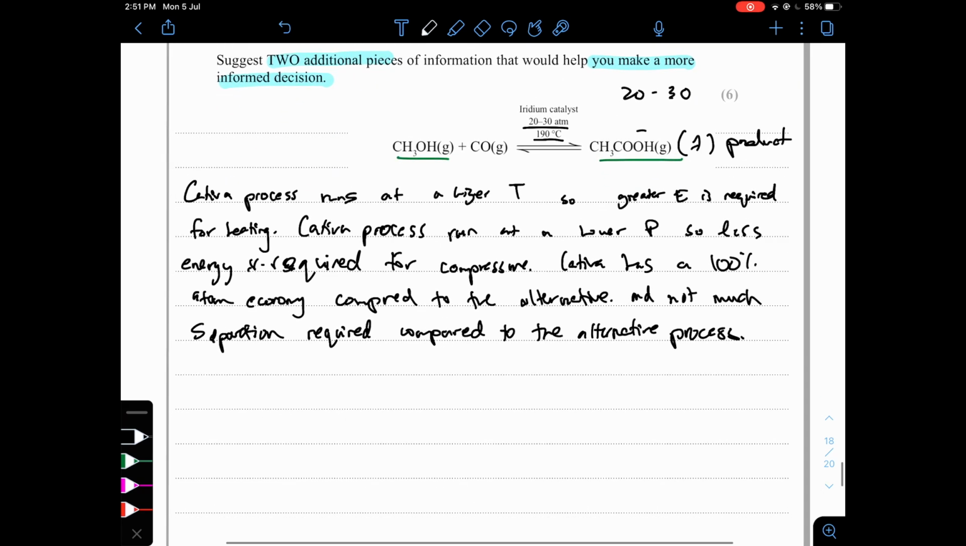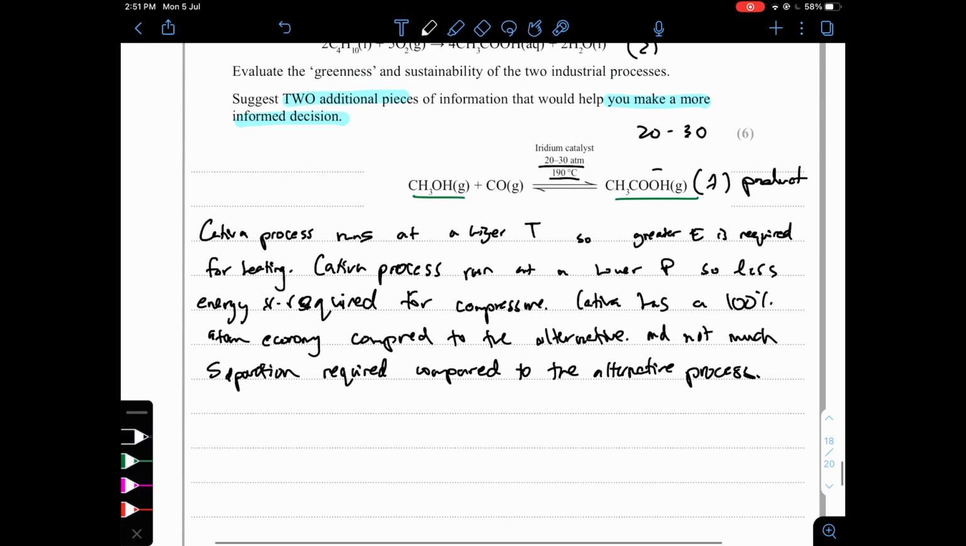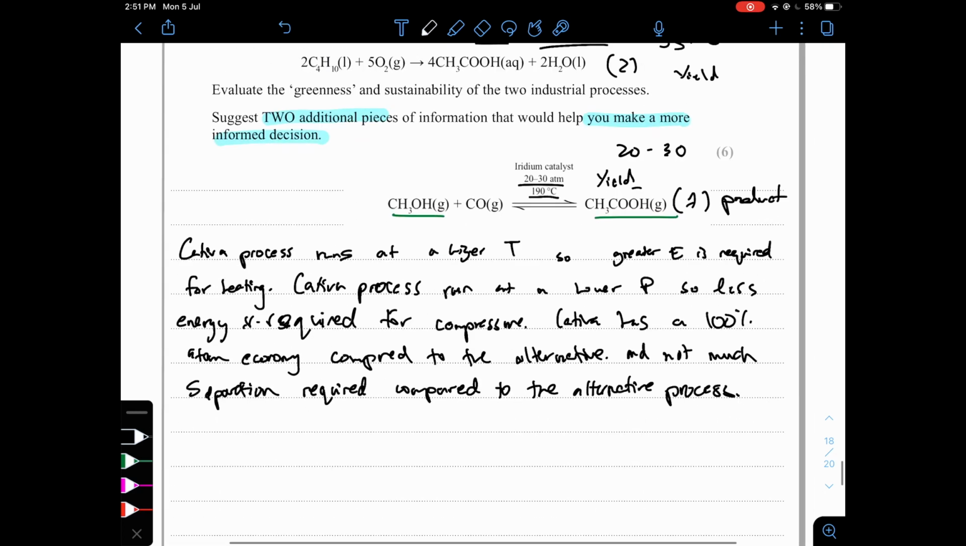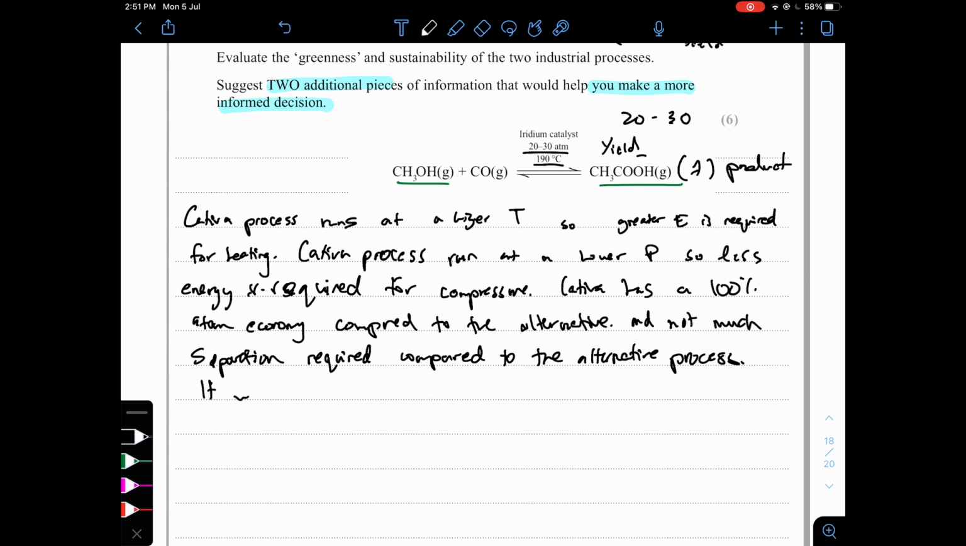Okay, so I think that's 4. So just 2 pieces of information that will help you make a more informed decision. If we found the yield of both reactions, then that would help us greatly.